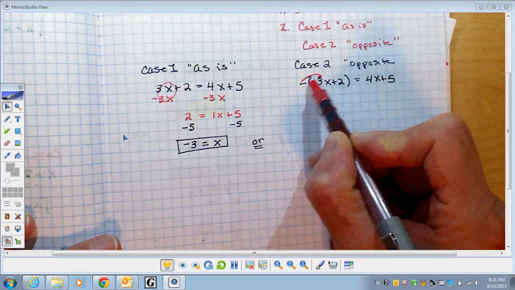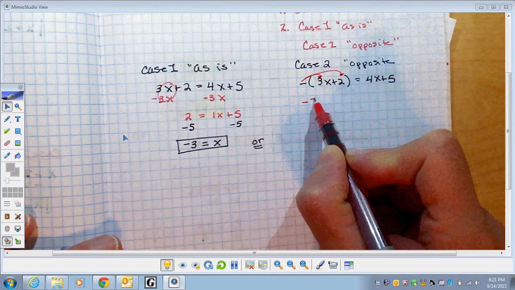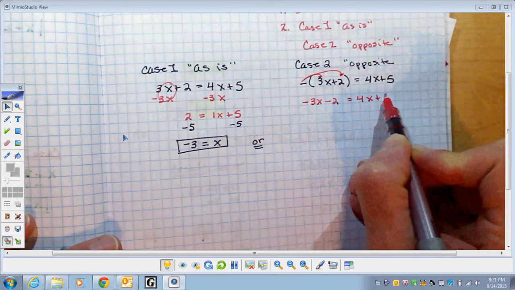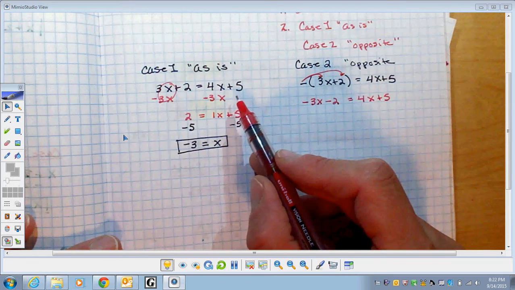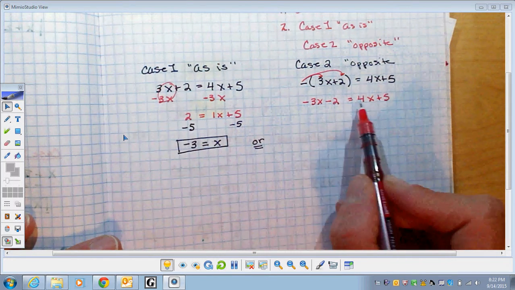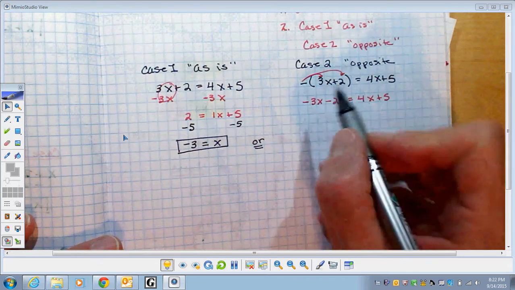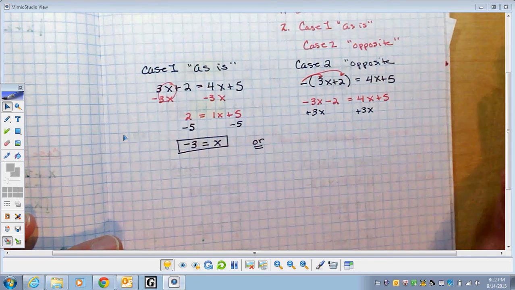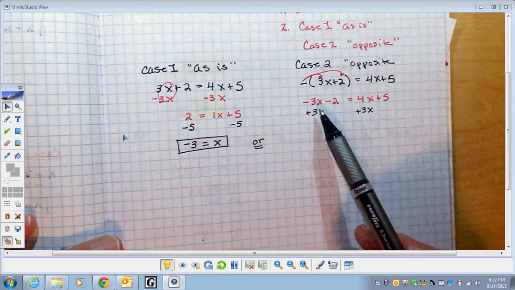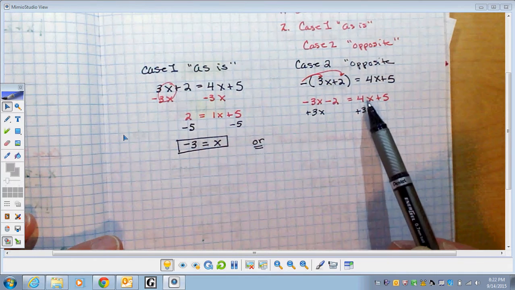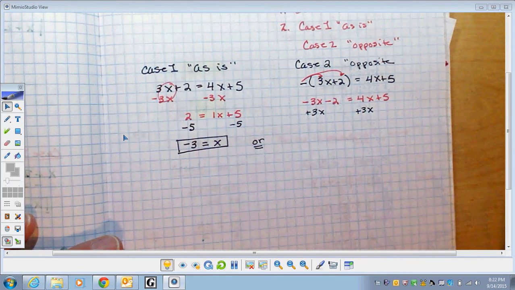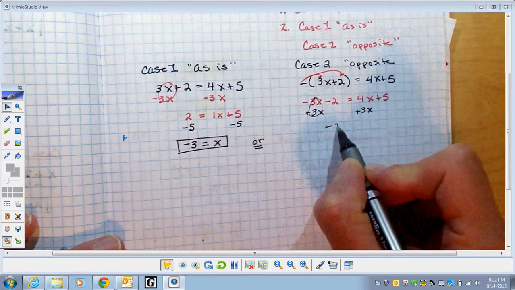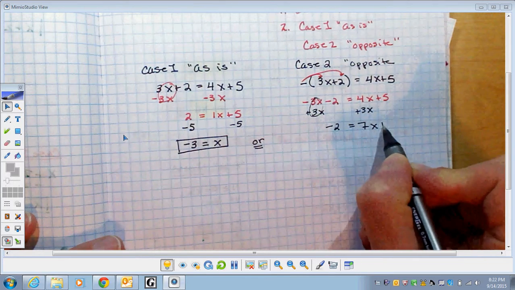I distribute my negative. So that gives me negative 3x minus 2 equals 4x plus 5. So now this is very similar to case 1. So I think I'm still going to go ahead and add 3x to both sides. So why am I adding 3x to both sides? Because that will give me a positive x. If I subtract 4x, that would give me a negative x. That's the only reason. It doesn't matter. So this zeroes out. Then I have a negative 2 is equal to 7x plus 5.